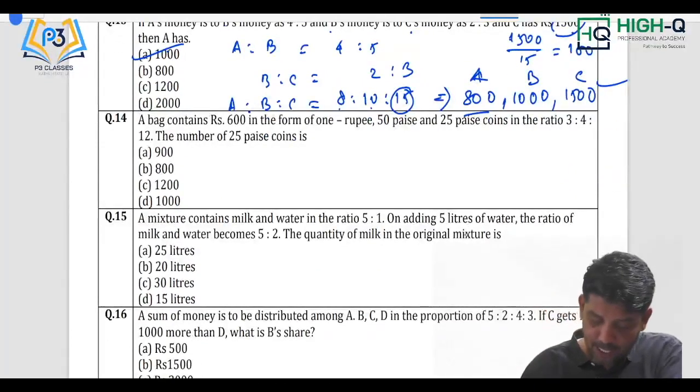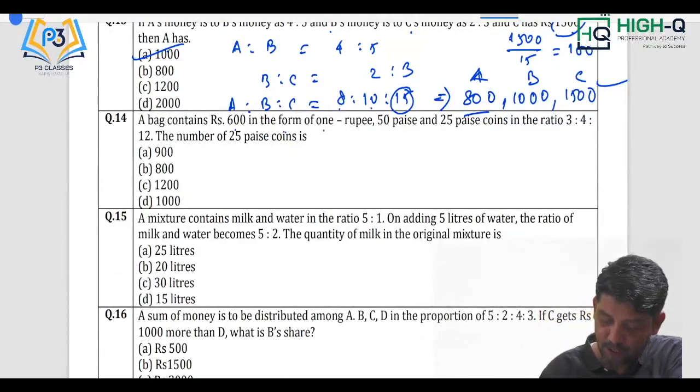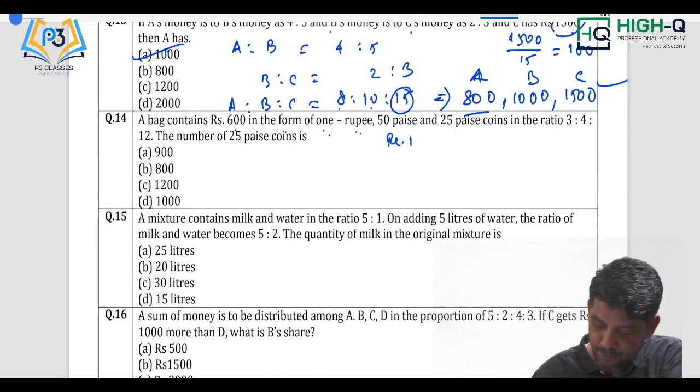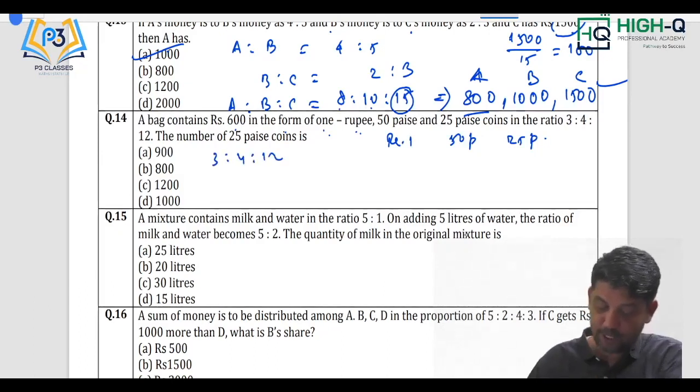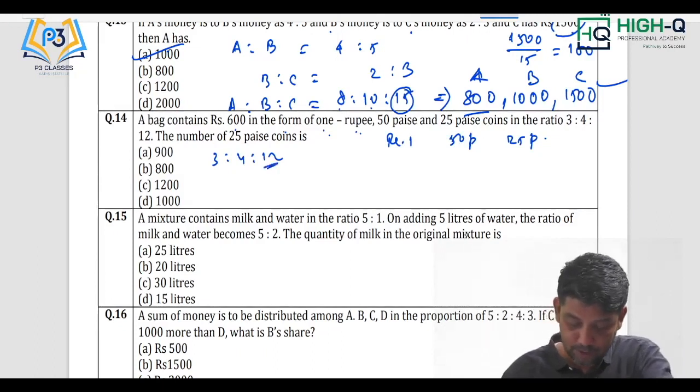Next step. A bag contains 600 rupees in the form of 1 rupee coin, 50 paise coin, 25 paise coin in the ratio 3:4:12. We need to find out the number of 25 paise coins. Let me use the trial and error method, my dear. Okay. Wait.